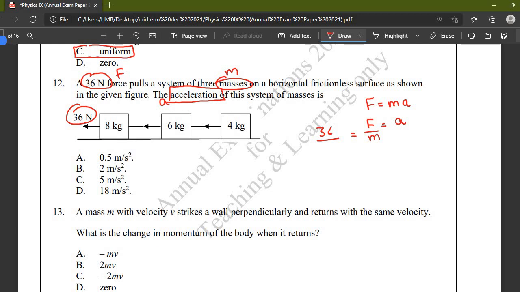while the total mass of this whole system is 8 plus 6 plus 4. So the total mass of the system is 18 kilograms and the force is 36 newtons. So the correct answer comes out to be 2 meters per second squared. So the correct answer will be option B.